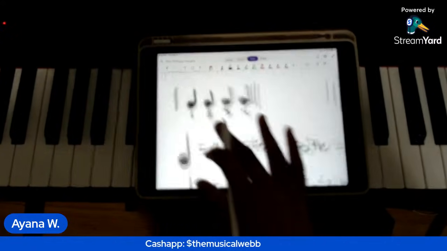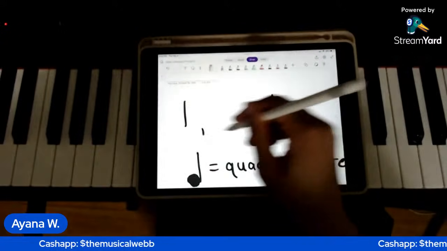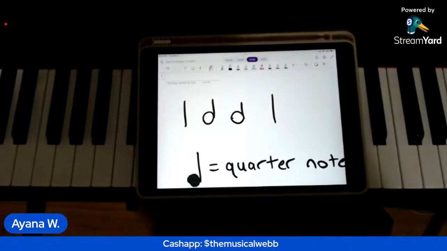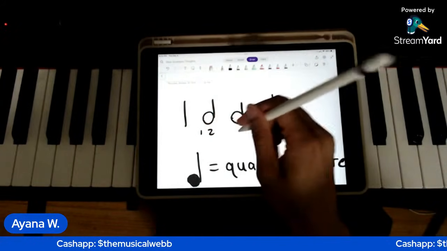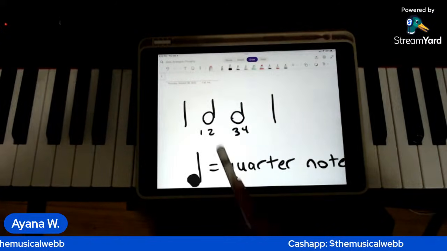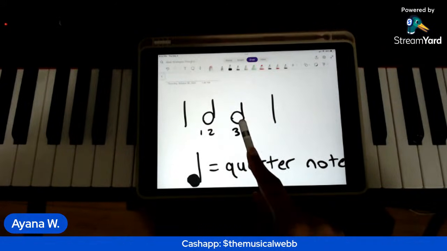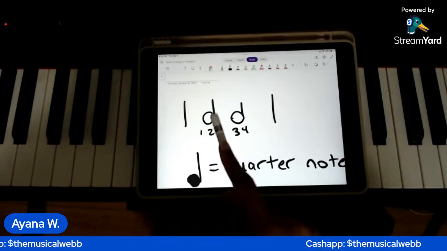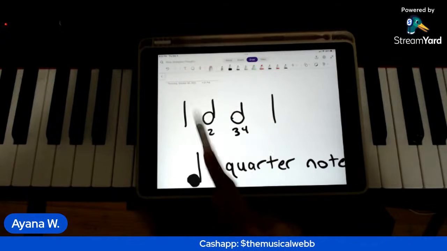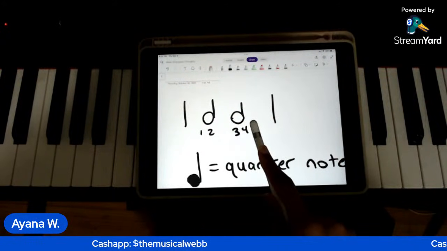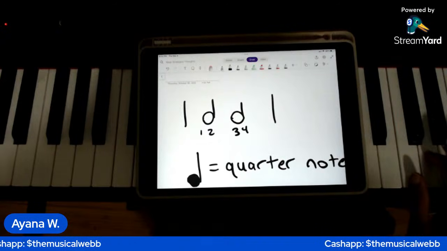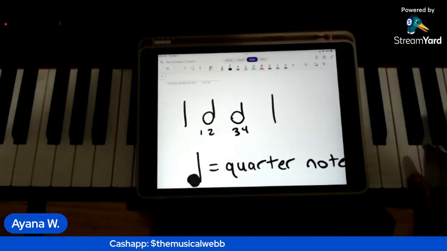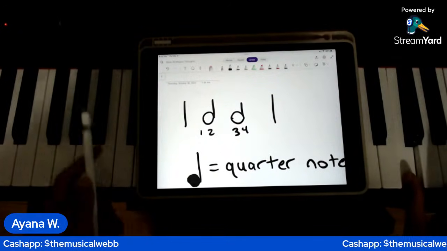And here's what that would look like if we were to fill a measure with half notes. You'd only be able to fit in 2 half notes because this one takes up beats 1 and 2. This one takes up beats 3 and 4. So it's no longer 1, 2, 3, 4. It's now 1, 2, 3, 4. Right? So if I were to play quarter notes here, it would be 1, 2, 3, 4. Half notes would be 1, 2, 3, 4.